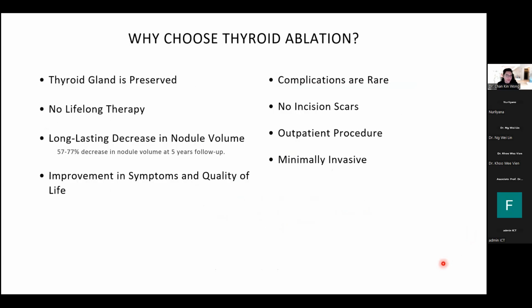So why choose thyroid ablation? Number 1, the thyroid gland is preserved. There's no lifelong therapy, and results are generally long-lasting. There's a 57 to 77% decrease in nodule volume at 5 years follow-up. There's improvement in symptoms and quality of life. Complications are there, but rare. There are no incision scars. It can be done as an outpatient procedure, and it's minimally invasive.